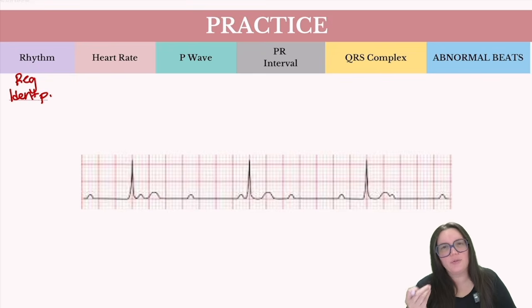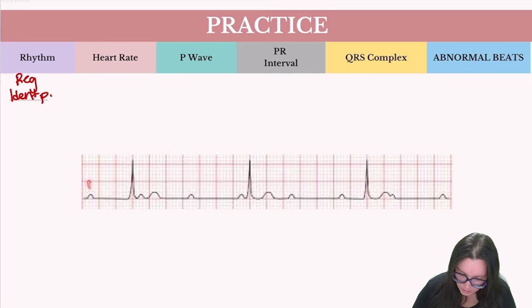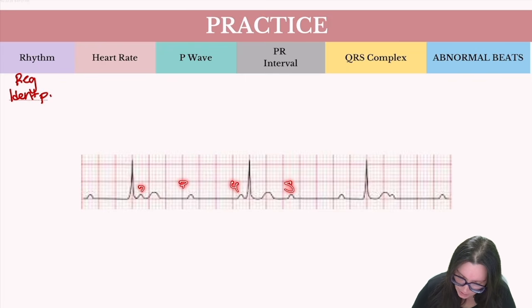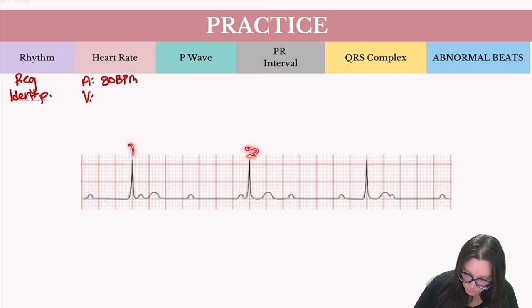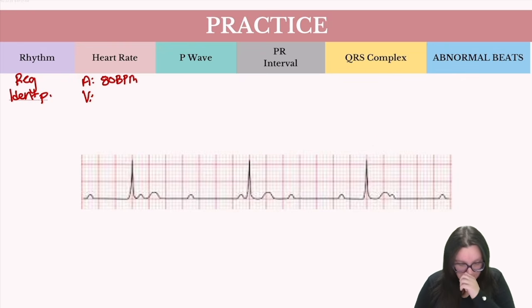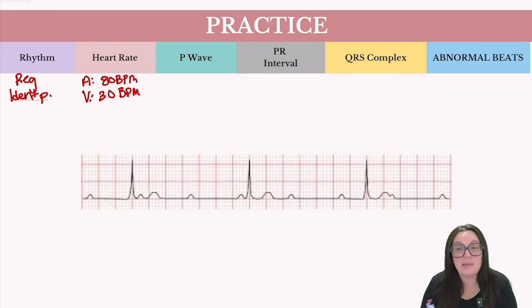So do I have a heart rate? I do. I can look at both, right? I can count my P waves. So I have 1, 2, 3, 4, 5, 6, 7, 8. I have approximately an atrial heart rate of 80 beats per minute. And then when it comes to my ventricular heart rate, I have 1, 2, 3. I have approximately 30 beats per minute, right? So my ventricular heart rate is very slow, and my atrial heart rate seems to be within normal.